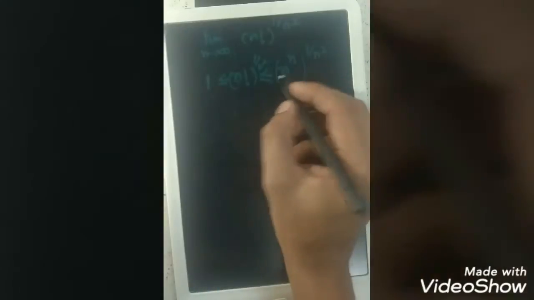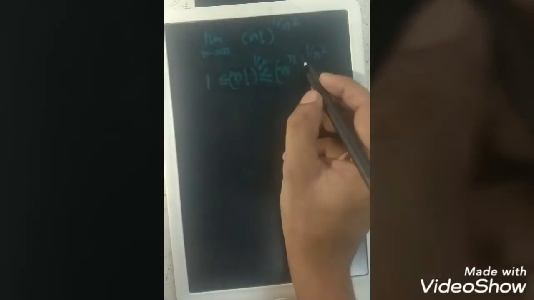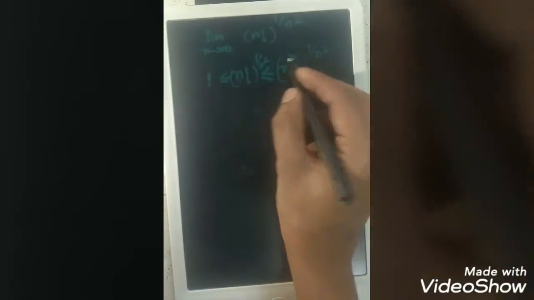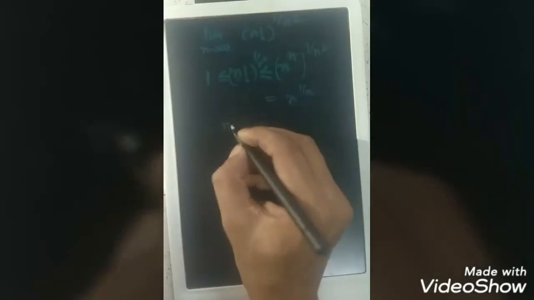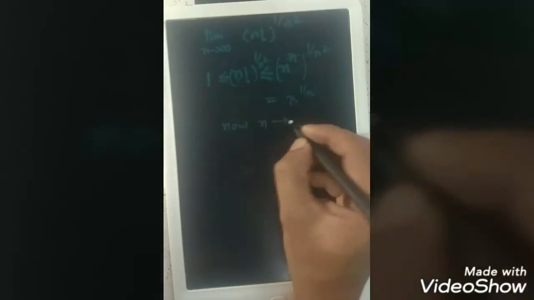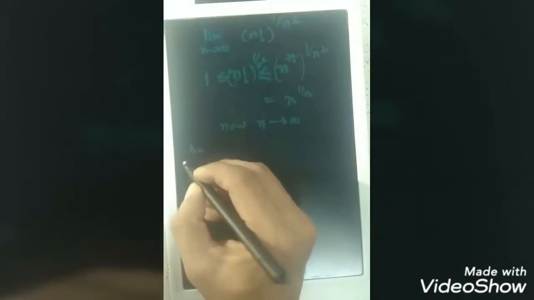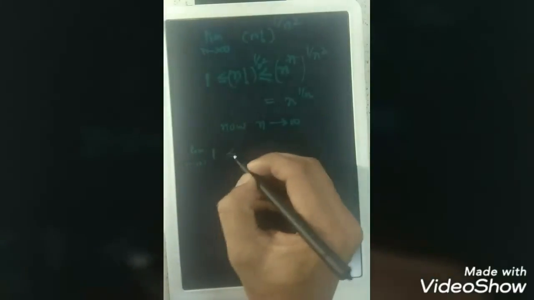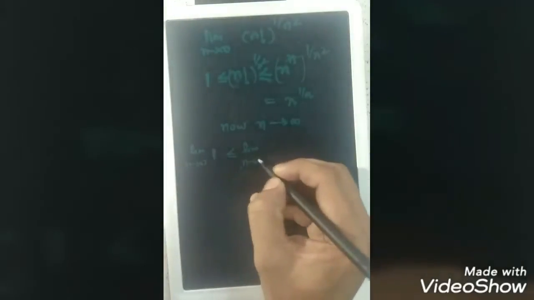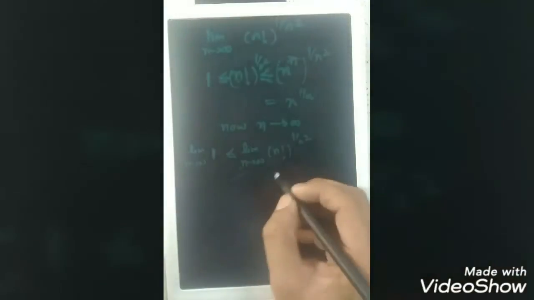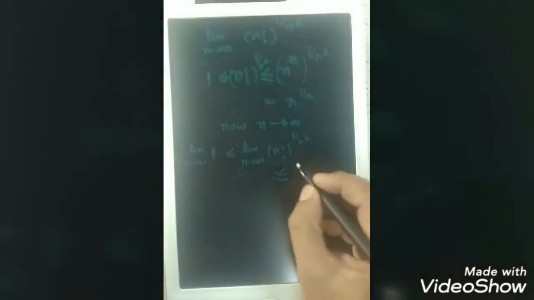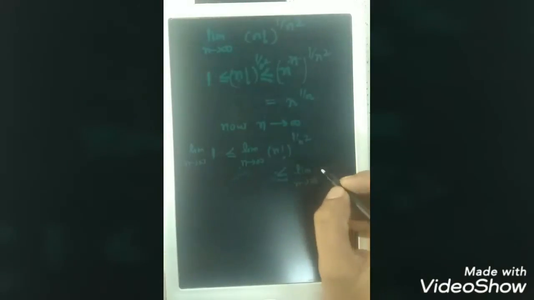Again, if I consider the right hand side, n square raised to 1 by n square, this n will cancel. I will get n raised to 1 by n. Now, what will happen if n tends to infinity on both sides? Limit n tends to infinity 1 is less than or equal to limit n tends to infinity n factorial raised to 1 by n square, and on this side we have limit n tends to infinity n raised to 1 by n.